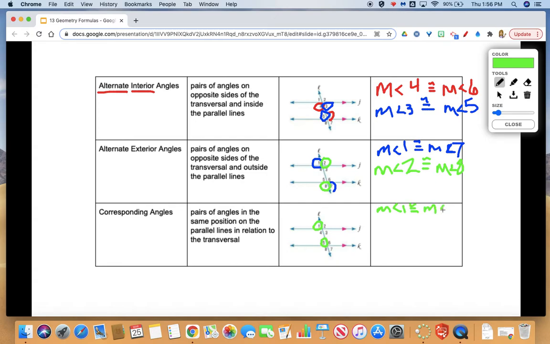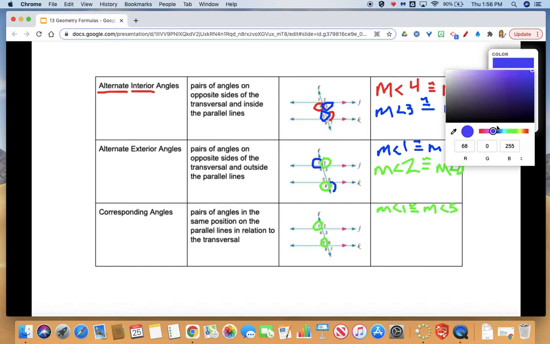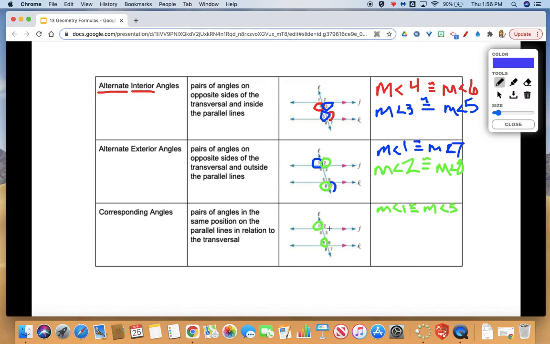There are many sets of corresponding angles here. Can you spot another set? You could say 3 and 7. They both sit below the parallel lines to the right of the transversal, so they share the same angle measurement.